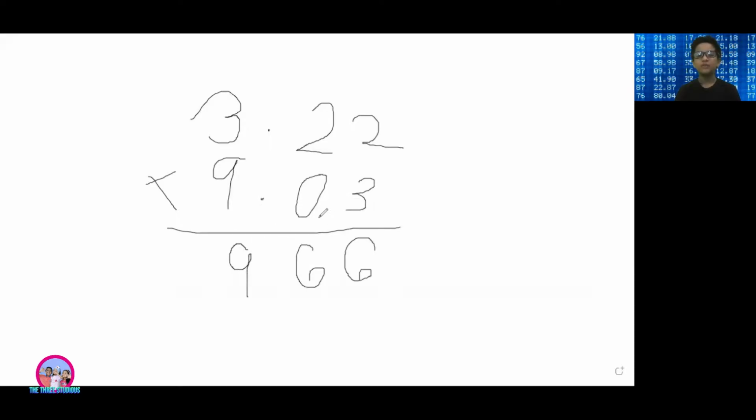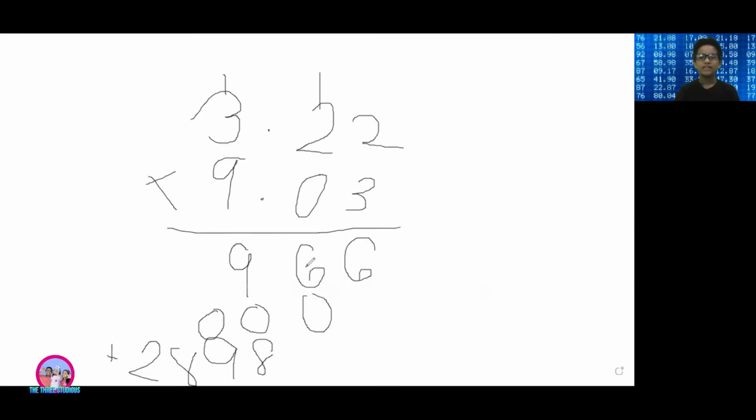Now we are going to multiply 0 to 3.22. So they will be 0. Let's put 3 zeros here. Next is 9. 9 times 2 is 18. Carry 1 and put 8. 9 times 2 is 18. Plus 1, 19. Carry 1 here and put 9. 9 times 3 is 27. Plus 1 is 28.